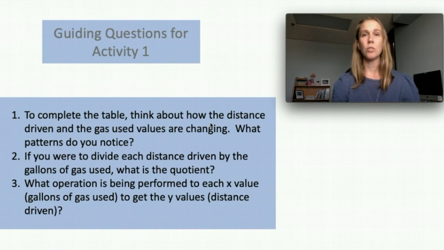So if we're going to use division in number 2, think about how that relates to number 3. What operation is being performed to each x value, or the gallons of gas used, to get the y values, the distance driven? If you know that operation, that tells you what you need to do to x in order to get y.